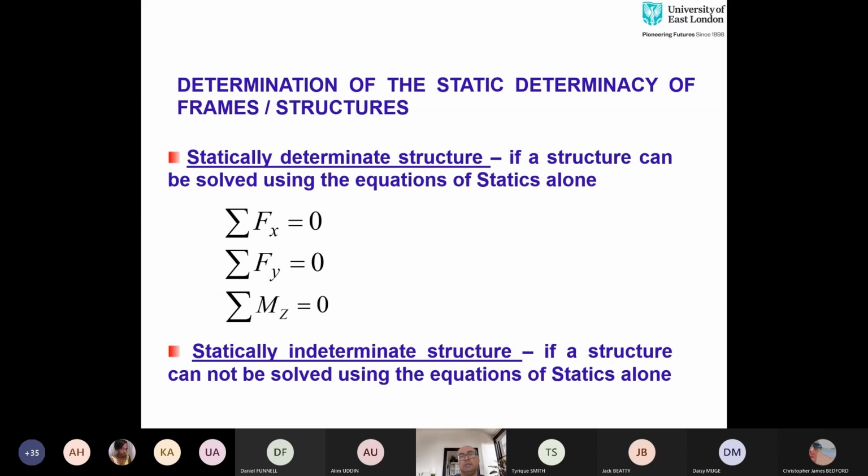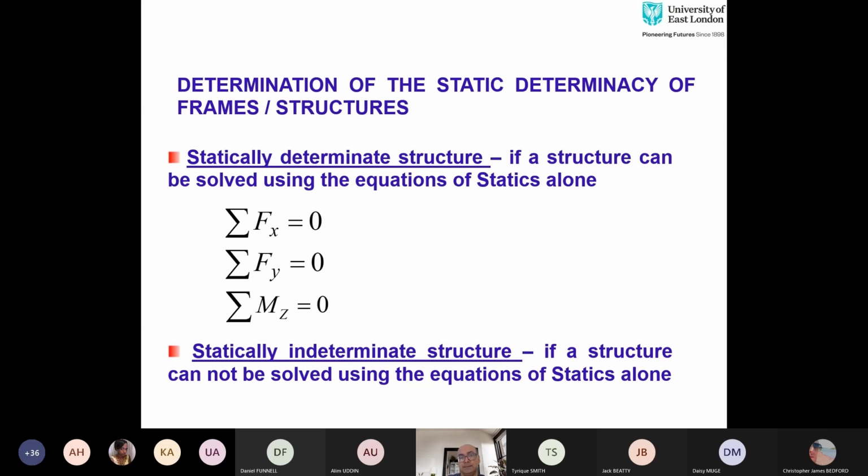Now, determination of static indeterminacy. If we are analyzing a structure in 2 dimensions, which we are, meaning x and y directions, there are 3 equilibrium equations to take care of it. The number of unknowns should be equal to the number of equilibrium equations for it to be statically determinate. If the number of unknowns is more than equilibrium equations, then it is statically indeterminate. If it is equal, then it is determinate.